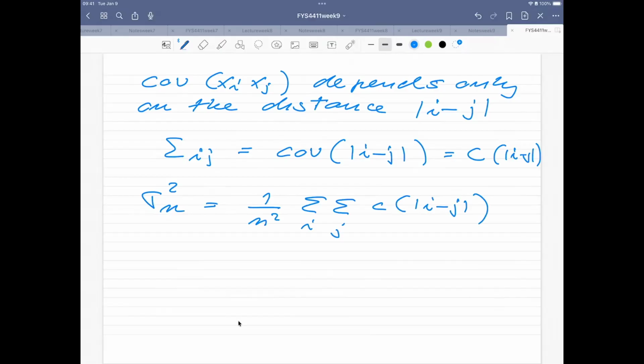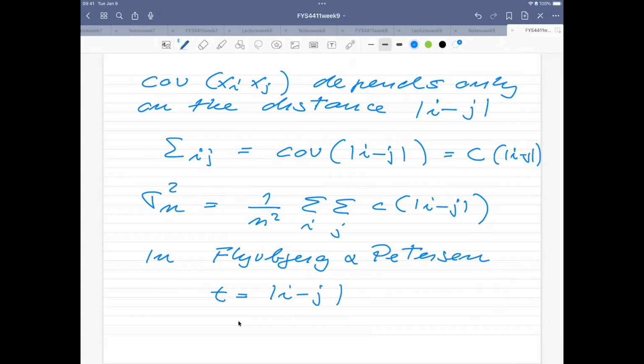And what we could do, and this is something which I'm setting up now in order to get in touch with the article of Hjorth-Jensen and Petersen, which were the people who introduced the blocking method first. So in the article there, which you have a reference to, what they do then is to introduce a variable which they simply call t. So you can think of that as a time between measurements i and j.